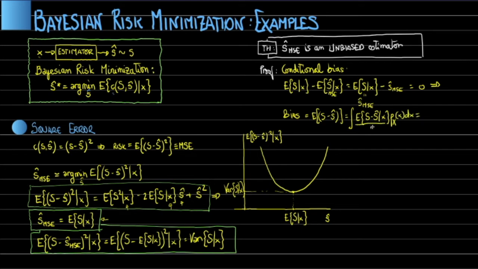And the conditional bias is 0, so the integral is 0. And this completes the proof. Okay? So, no matter what the distribution relating S and X is, the minimum mean square error estimate is always unbiased.